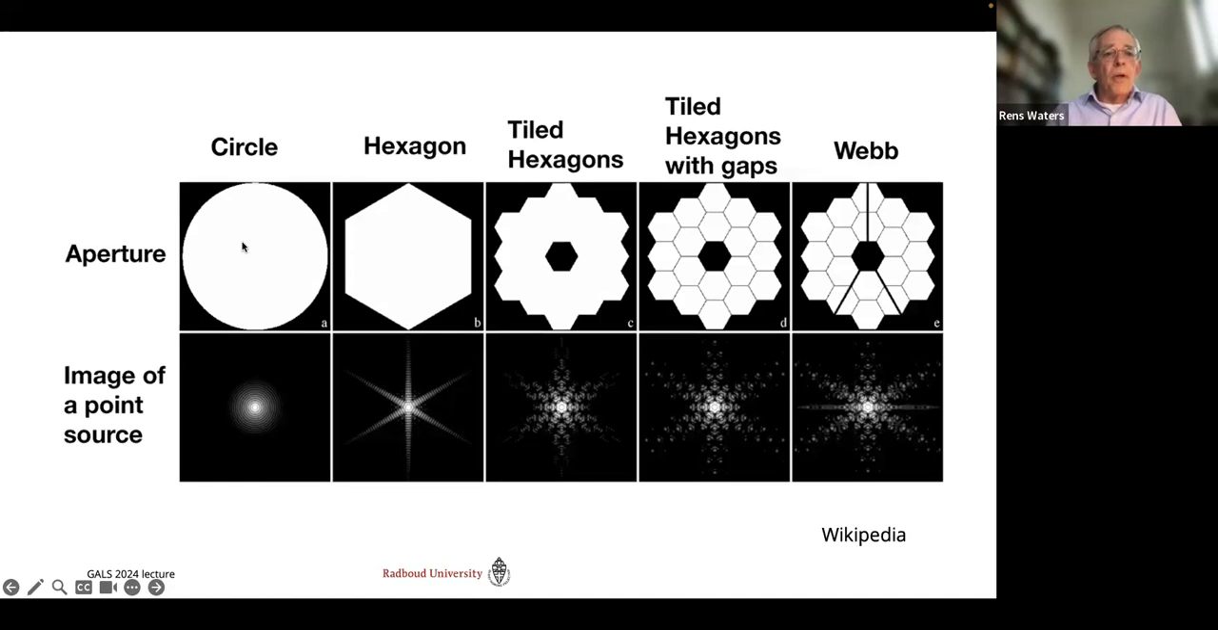And here's an example of different types of apertures and the different point spread functions, or to say it in other words, images of a point source that these different apertures result in. So here we see the Airy pattern of a circular aperture, and then it gets more complicated if you go in this direction, and you end up with the one from the James Webb Space Telescope.